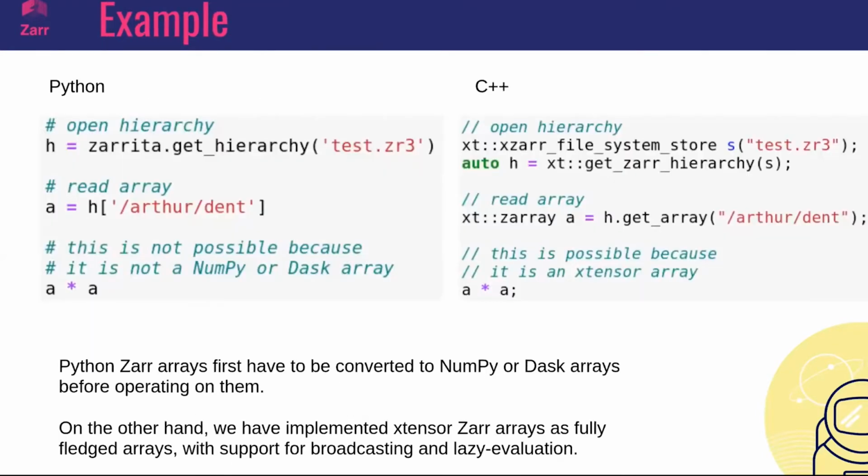As an example, you can see how the Python API compares to the C++ API. Right now the C++ API is a bit more verbose, but this will improve in the future. One difference though is that a Zarr array in Python is not something that you can use to make computations directly. You first need to convert it to a NumPy or a Dask array, which is not the case with Xtensor Zarr, because the Z array is actually an Xtensor array which has full support for broadcasting and lazy evaluation.